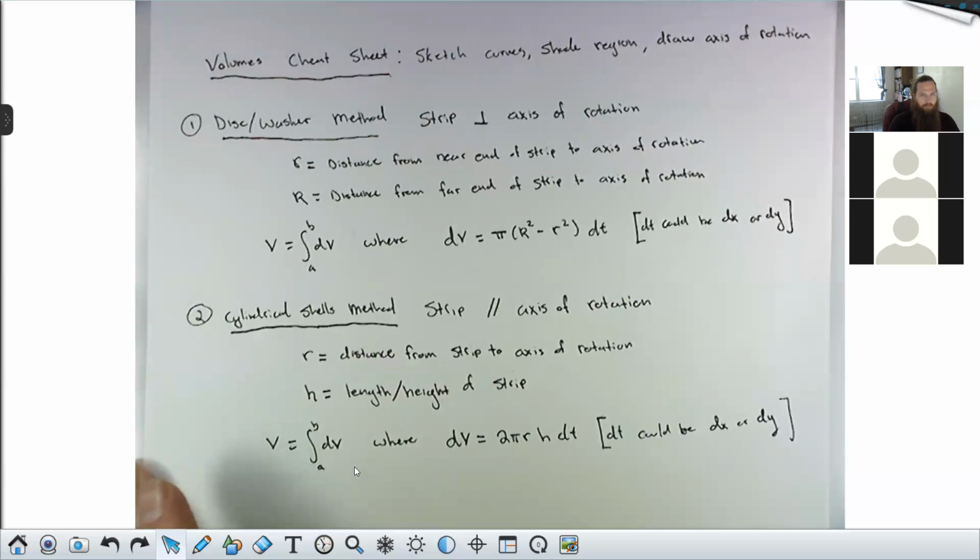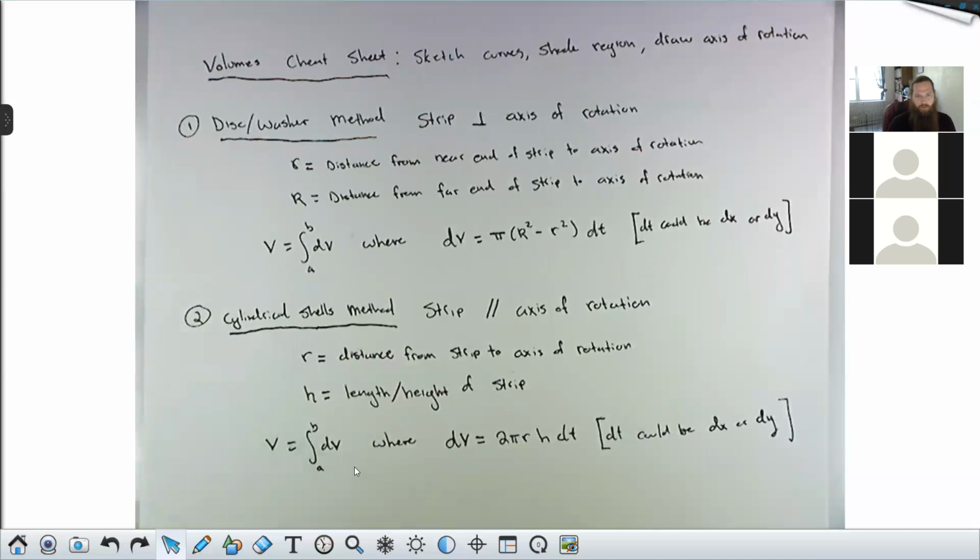So I'm going to hold here just for a minute. You can take a screenshot or plop this into your notes. Are there any questions about this outline of the two methods? Hopefully you see the thing that really differentiates, pardon the pun, one from the other is the orientation of the strip with respect to the axis of rotation. Strip being perpendicular to the axis or the strip being parallel to the axis. That's really what makes these things what they are.